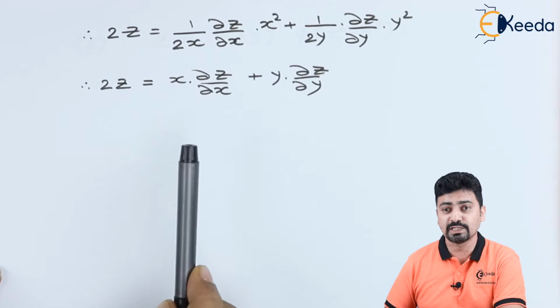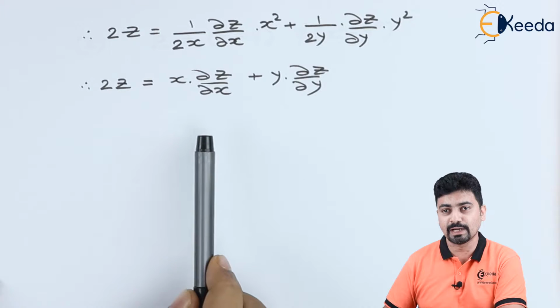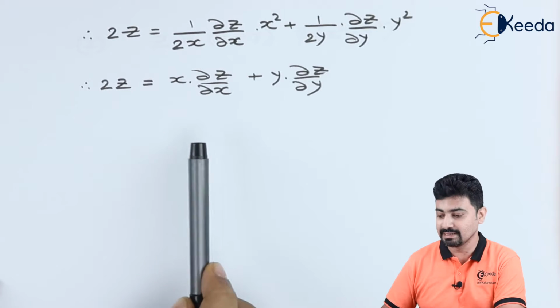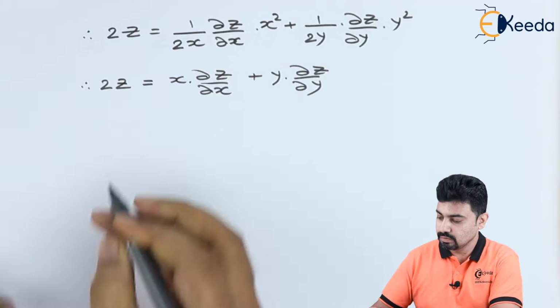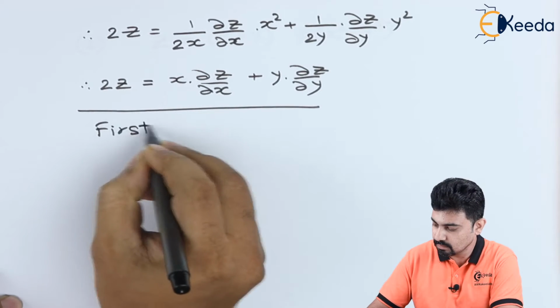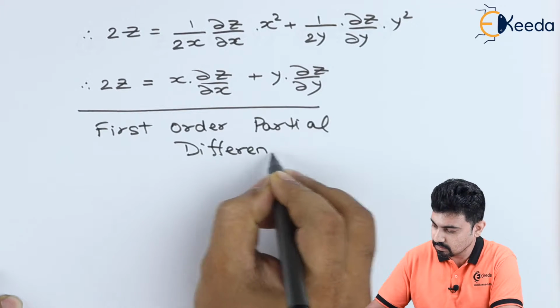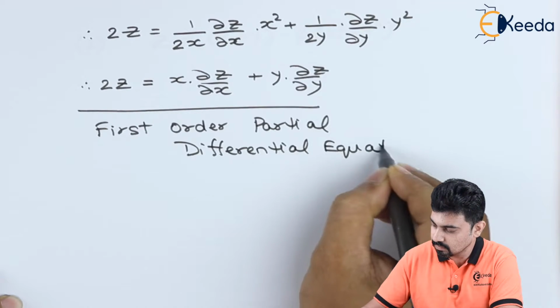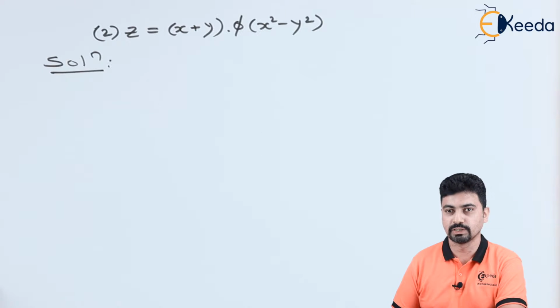Why is this a partial differential equation of order 1? Because we have first order partial derivative of z with respect to x and first order partial derivative of z with respect to y. Thus, we have formed a first order partial differential equation by eliminating the arbitrary constants a and b here. Let us move to the next question.